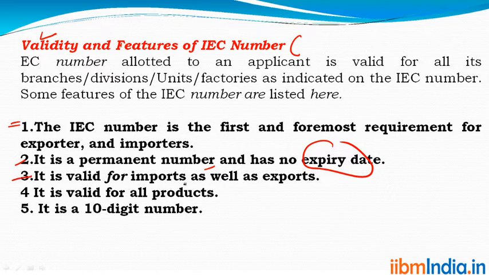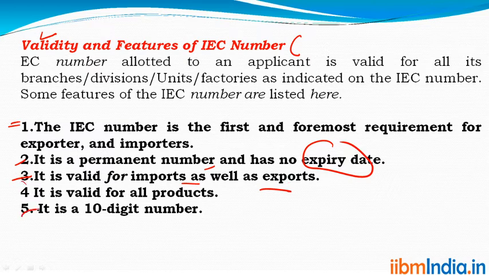It is valid for import as well as export. If you are dealing with export business, sometimes you acquire raw materials from across the globe, and even though you are importing something, the IEC number is valid for import as well as export. It is valid for all products. Whatever products you have, you don't require another IEC number. Whether you are dealing with cashews, software products, petroleum, automobiles, textiles or apparel, it does not matter. The number allotted to you will be valid for the whole range of products and services.